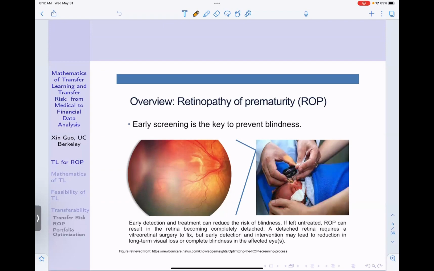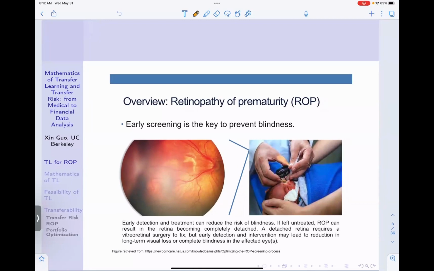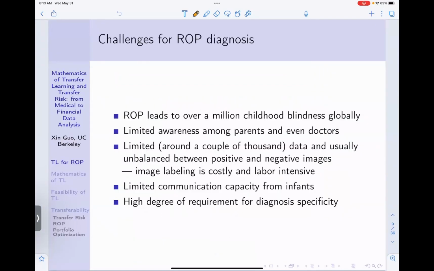The main difficulty with early diagnosis of ROP is this: first of all, I'm a parent, and I was not aware of this kind of disease in kids. Usually many infants or young children don't have eye checks until the age of 3 or 4 or even later. And when infants have any eye problem, they can't talk; it's very hard for them to express it. So the awareness of ROP among parents and even doctors is very limited, and as a result, the data are very limited.